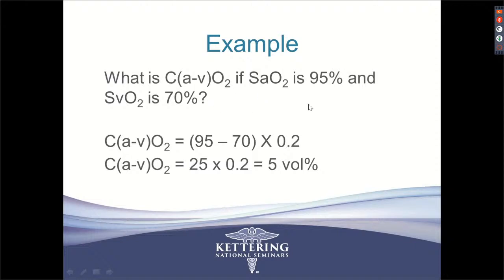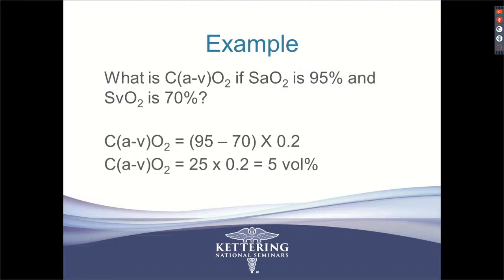This is the shortcut. And again, if you do the shortcut, it's pretty easy. You'll come up with basically the same thing. As you can see here in this example, again, if you want to take a screenshot of that, that's fine. What is the CavO2 if the saturation SaO2 is 95% and the SvO2 is 70%? Well, you just take 95 minus 70 times 0.2, and that gives you 5 volumes %.